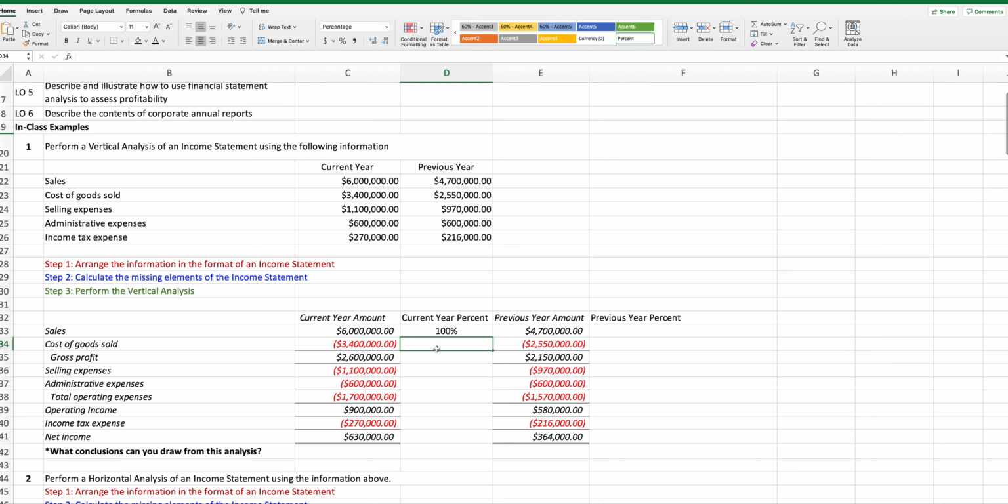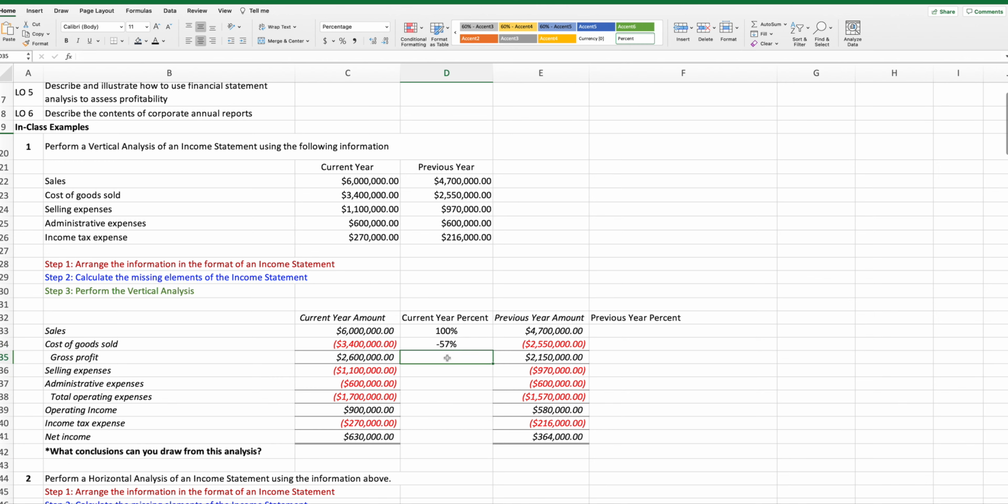For my cost of goods sold, I'm going to type equals to open up the formula. I'm going to click on the cost of goods sold and I'm going to divide it. And that division is the slash, right? I'm going to divide it by sales. And we can see here that's 57%. So cost of goods sold is 57% of all of your sales.